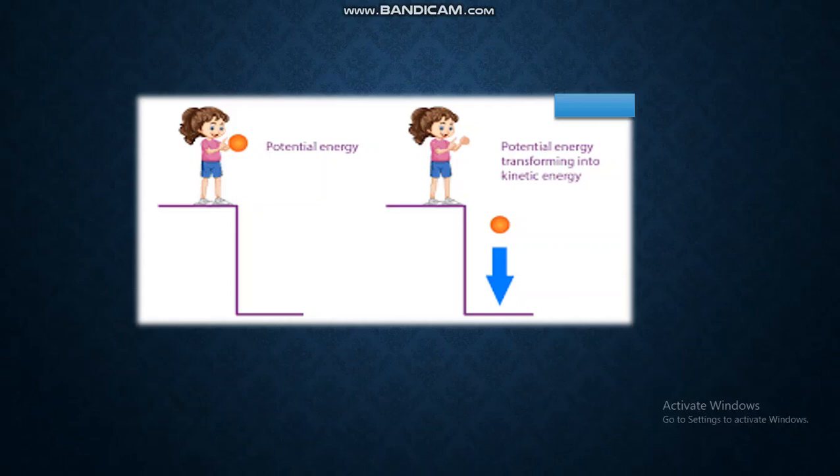Potential energy is just a particular position, but kinetic energy is the energy in motion. So potential energy has been transformed into kinetic energy. Here we can see a girl holding a ball in a particular position, that is potential energy. When she drops the ball, it moves from one location to another location, and that has been transformed into kinetic energy. So these are some of the important terms in chemical engineering thermodynamics.